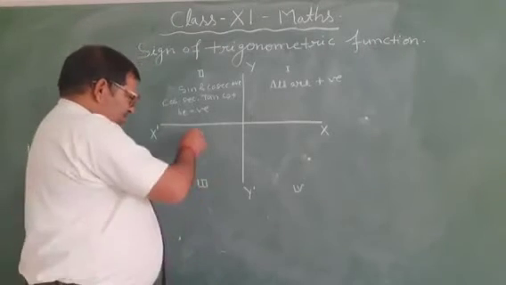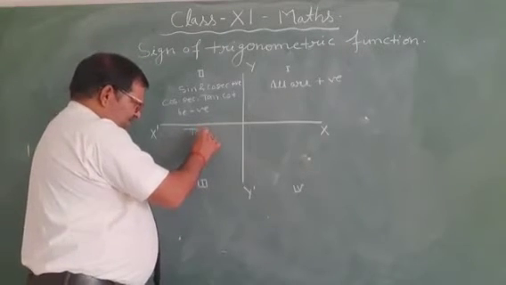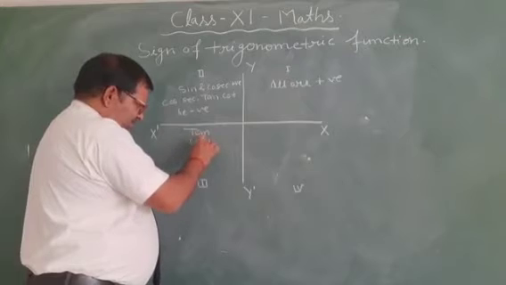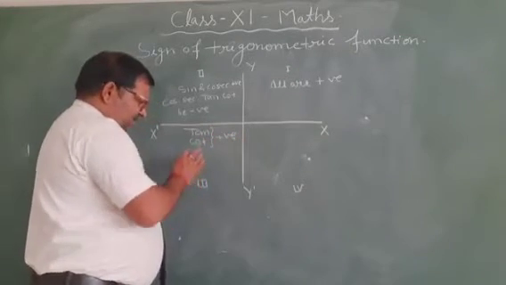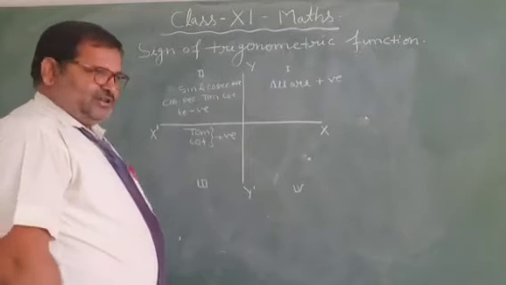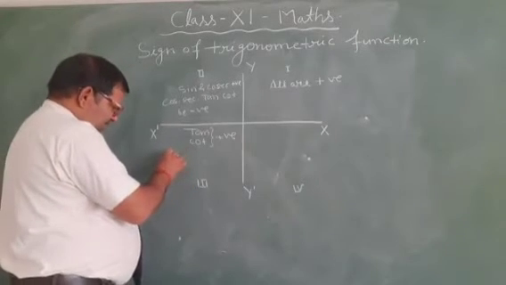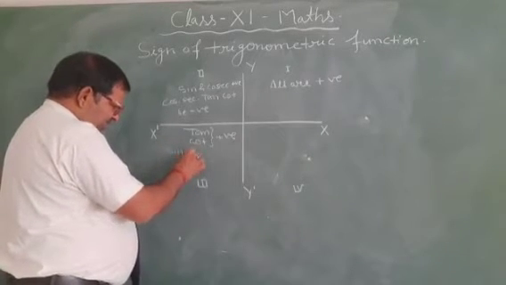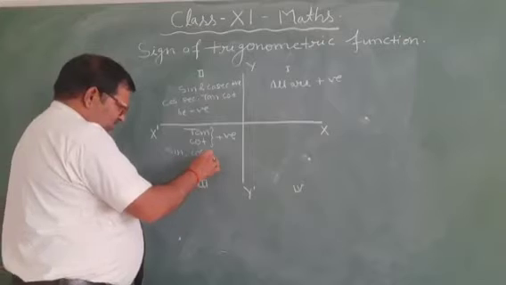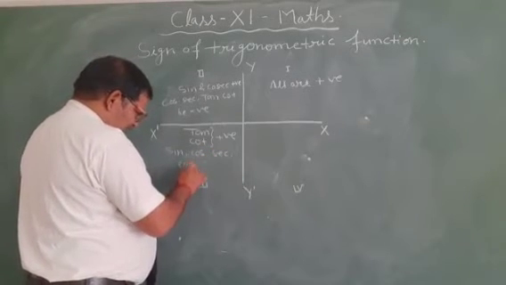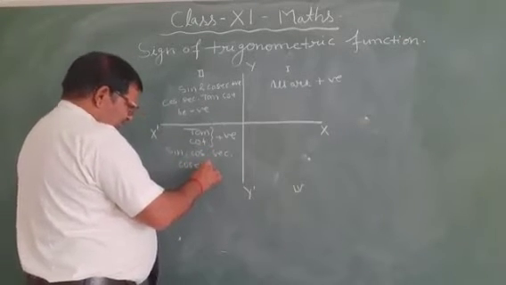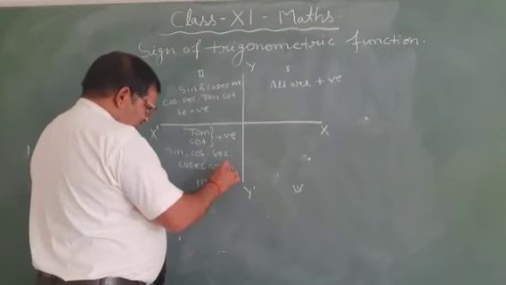Then tan, cot be positive and the rest are negative. That is sin, cos, sec and cosec are negative.